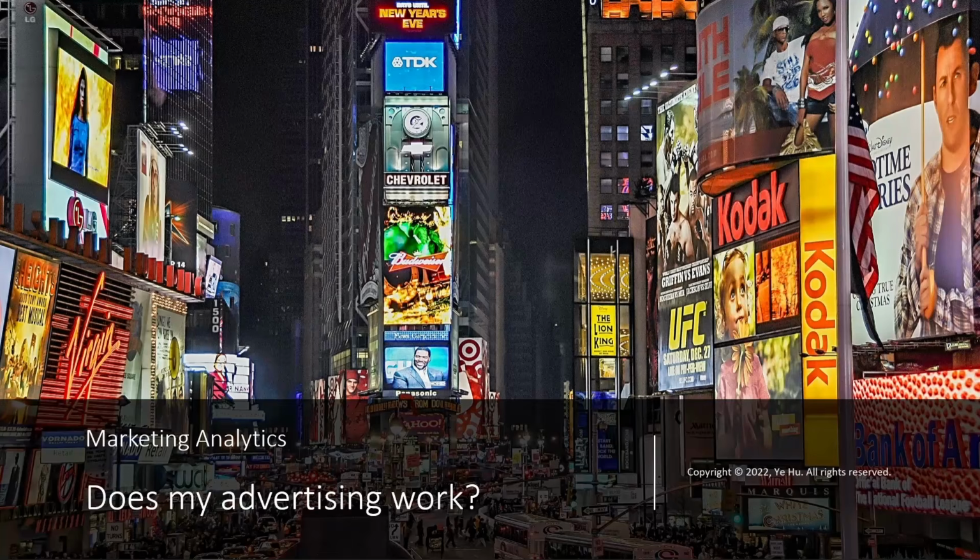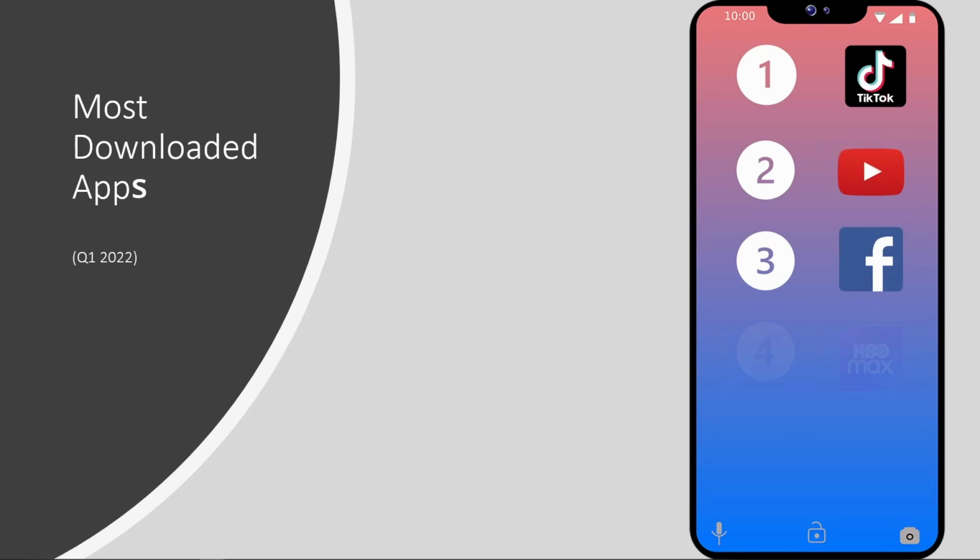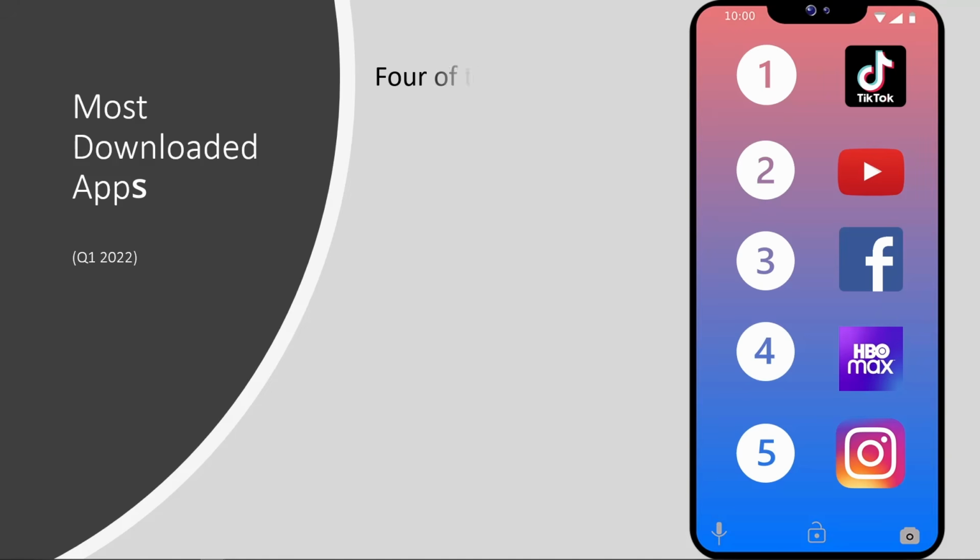Let's get to it. Today's topic is on the application of marketing analytics in advertising. First, let's take a look at the most downloaded apps in recent quarters. This is the first quarter of 2022 on both iOS and Android platforms. The top 5 most downloaded apps are TikTok, YouTube, Facebook, HBO Max, and Instagram. So 4 of them are similar in terms of their business models, that is, how they make money.